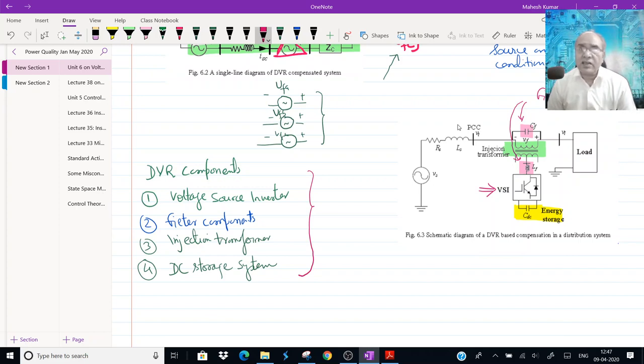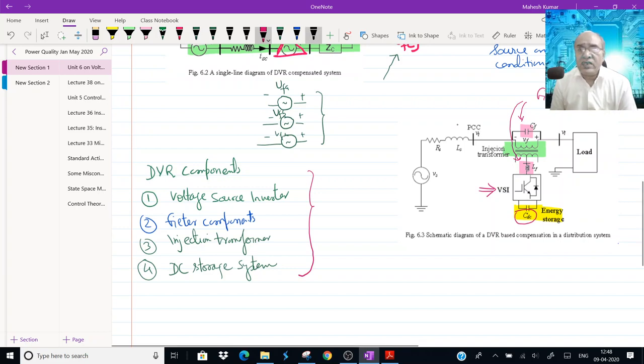When we have a three-phase circuit, it will have a three-phase equivalent. Each circuit will be for each phase. Alright, so we have understood the representation of DVR and what is inside the DVR. We have an inverter circuit supported by a DC link here, and then we have interface components like inductance and capacitance through the coupling or injection transformer.